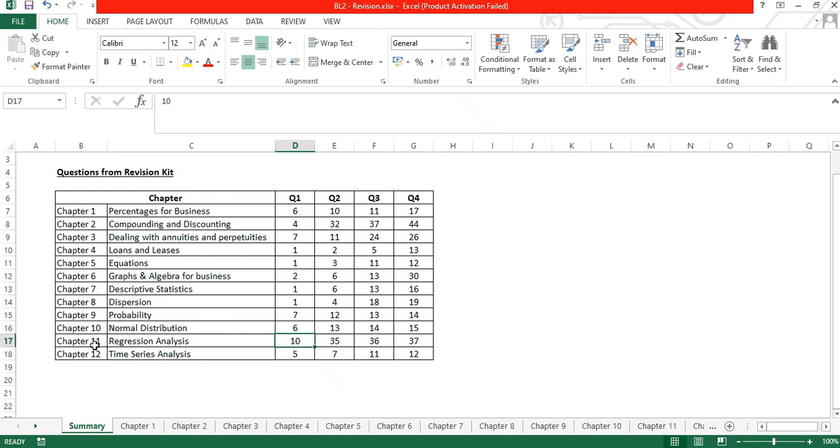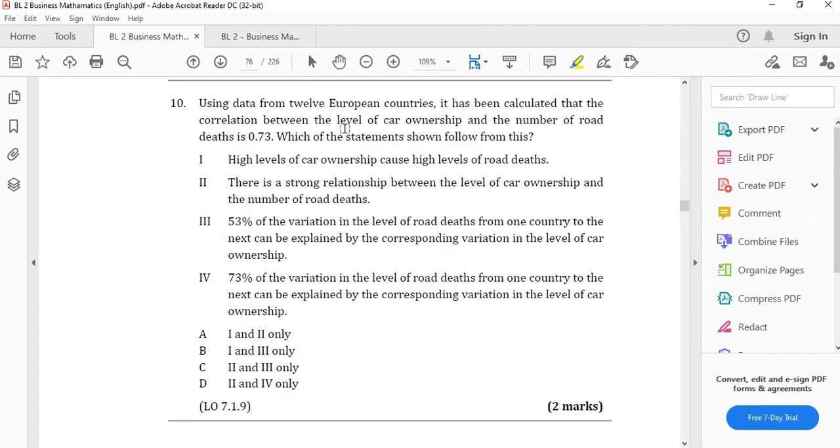Alright, so in chapter 11 regression, let's see the first question, question number 10. Using data from 12 European countries, it has been calculated that the correlation between the level of car ownership and the number of road deaths is 0.73. Which statement is correct from this? Which of the statements should follow from this?